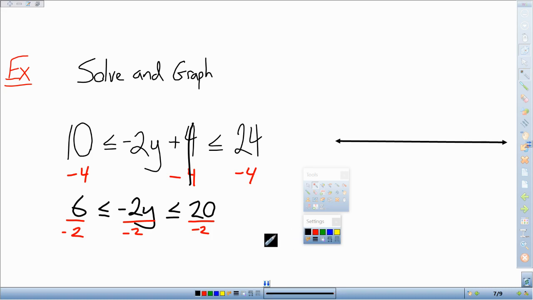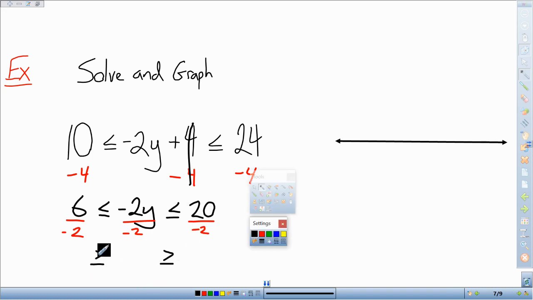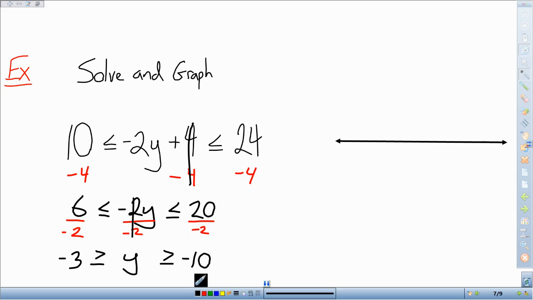All right, here's the thing. I just divided by a negative number. And if you guys remember, that means we need to flip our inequality sign. So that's the first thing I'm going to remember to do. I'm going to change this to greater than or equal to, and this as well. All right, so it looks like we're going to get a negative 3. On here, we got y, and on here, we have negative 10.